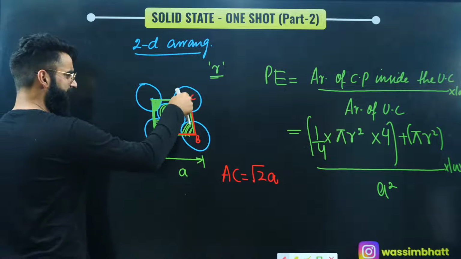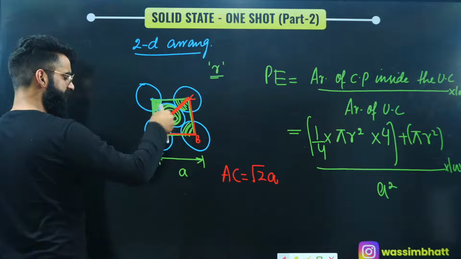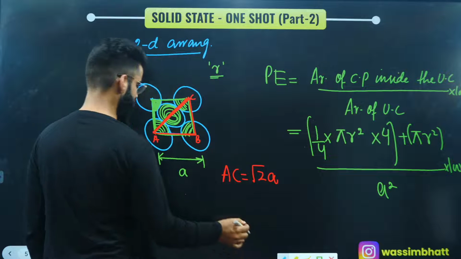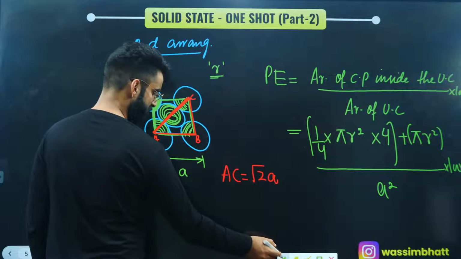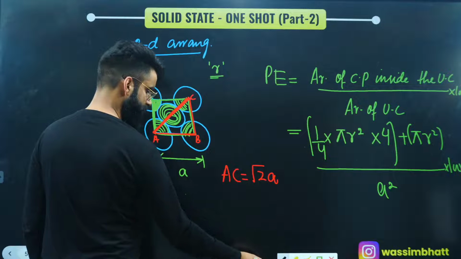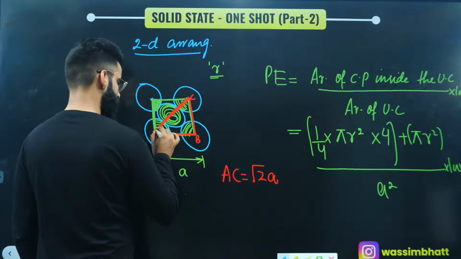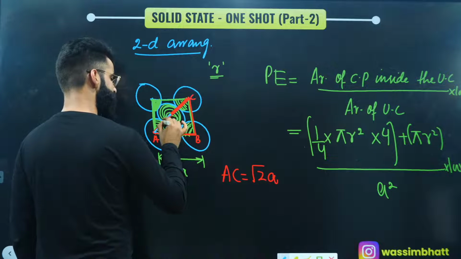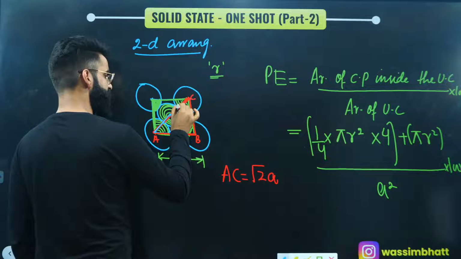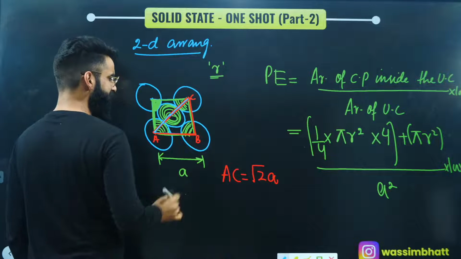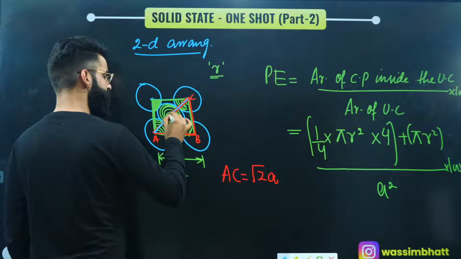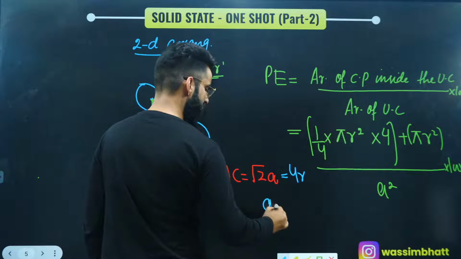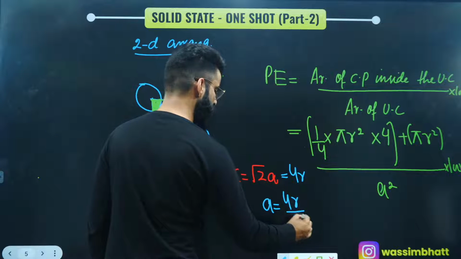This particle is touching the center particle, and the center particle is touching this particle at the same time, right? Have a look at what I'm going to talk about. From this center till the circumference, it's going to be r. From here to here, it's going to be r. So can I say root 2 a is equal to r plus r plus r plus r? So root 2 a is equal to 4r, right? From here, a is going to be equal to 4r divided by root 2, correct?